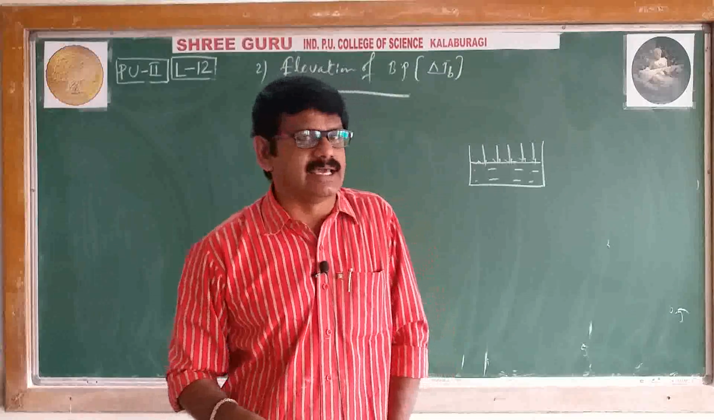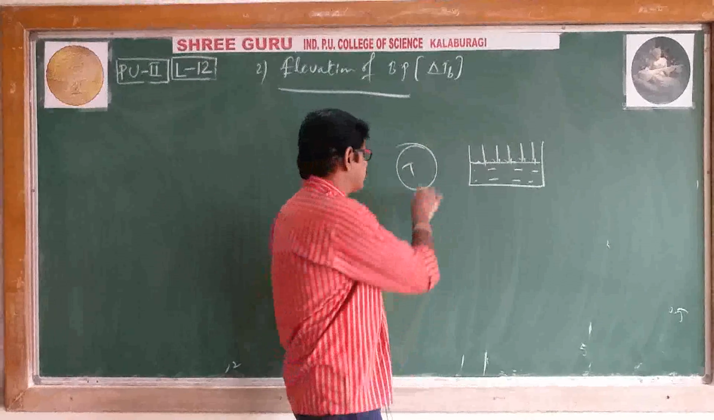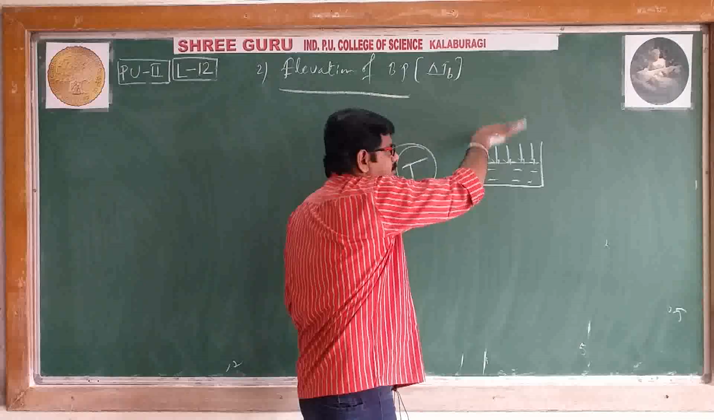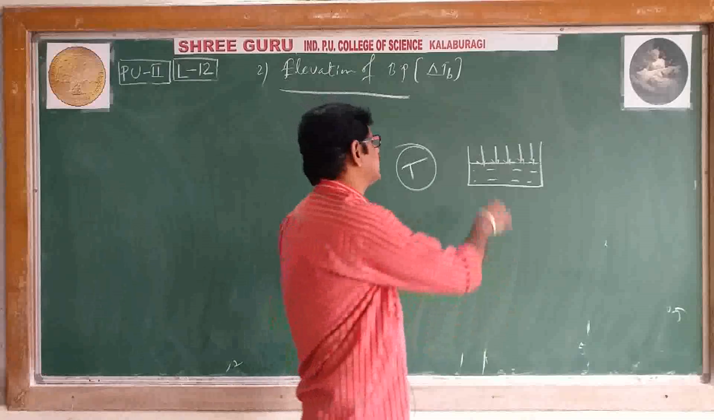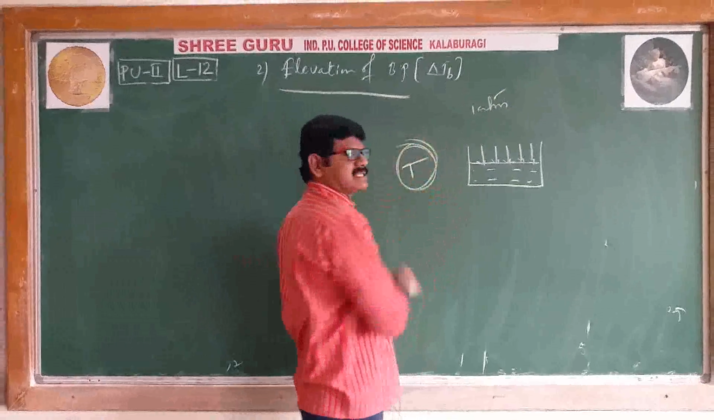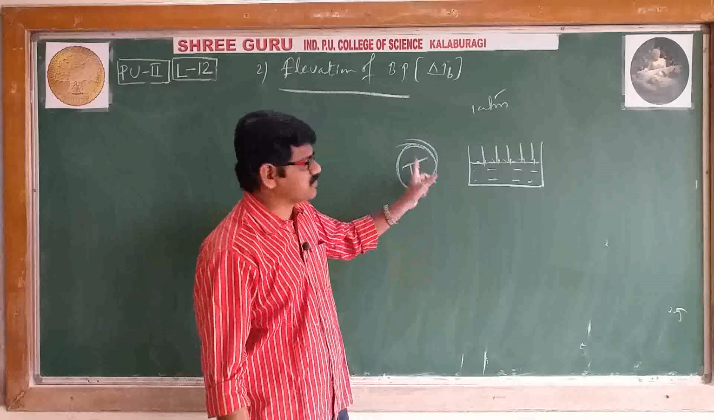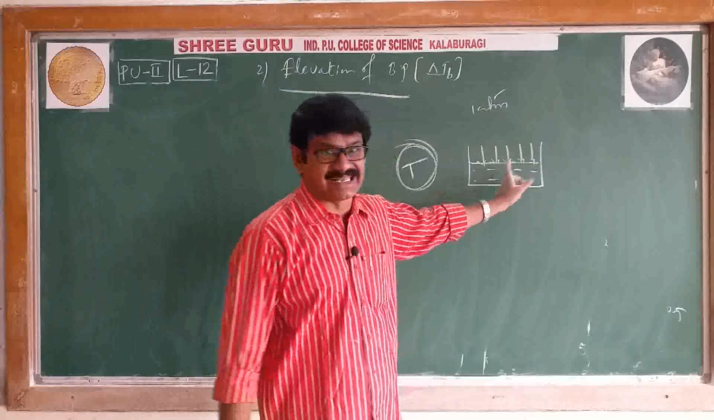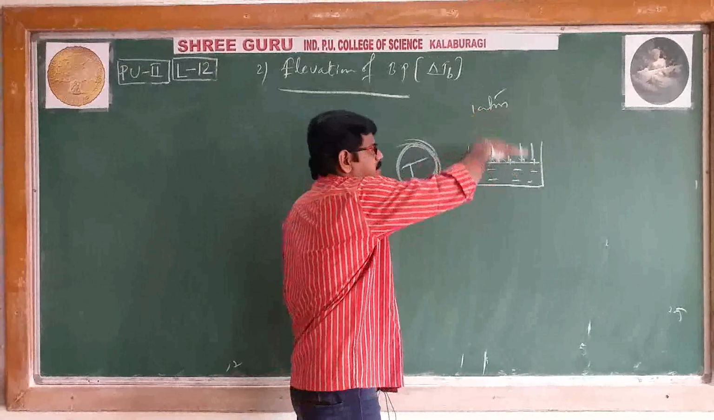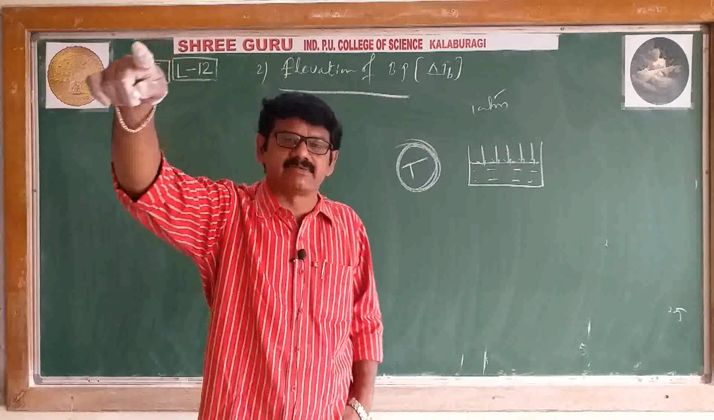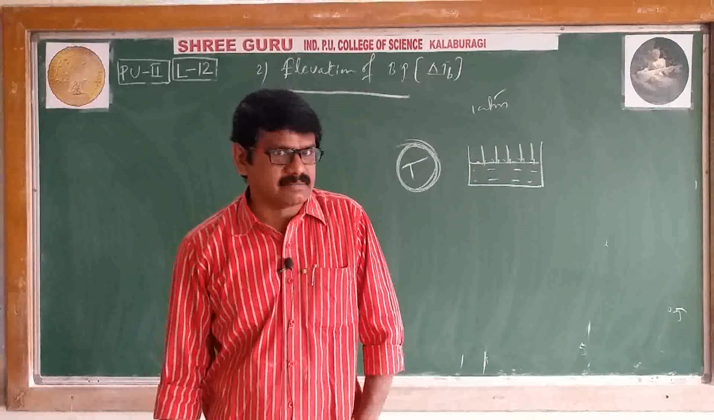Now what is meant by boiling point? See the definition carefully. At which temperature vapor pressure equals atmospheric pressure. Atmospheric pressure means 1 atmosphere. At which temperature vapor pressure of that liquid becomes equal to atmospheric pressure, that temperature only is called the boiling point of that liquid, remember.